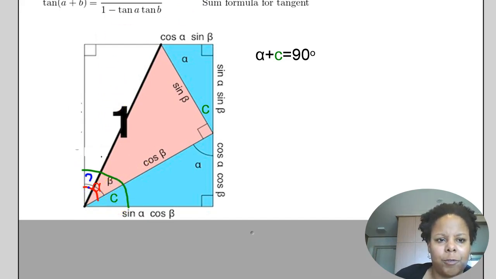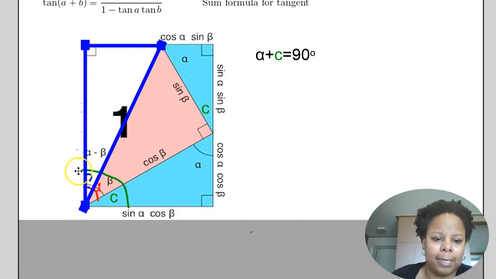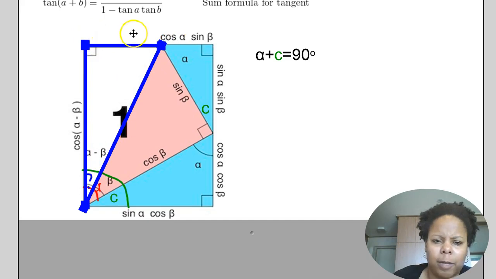If you said correctly that it looks to be alpha minus beta, you're absolutely correct. It's alpha minus beta. So now we have an alpha minus beta right triangle where the hypotenuse is 1. And as you can see, since the hypotenuse is 1, this vertical side length is really the cosine of alpha minus beta. And this horizontal side length, because it's across from alpha minus beta, is equal to sine of alpha minus beta.